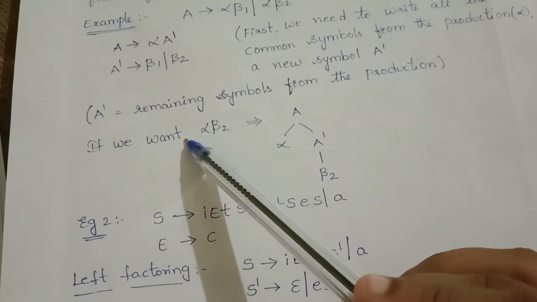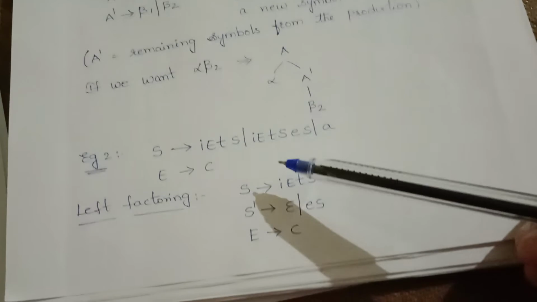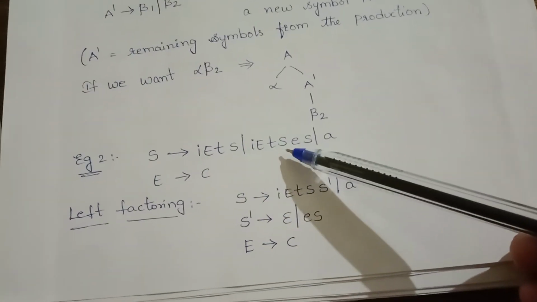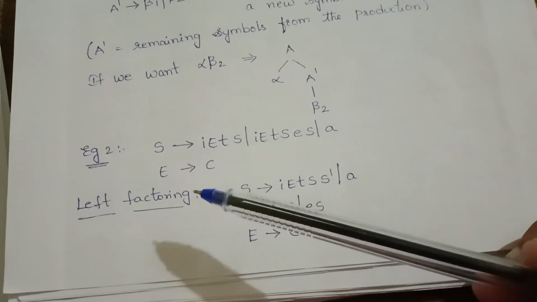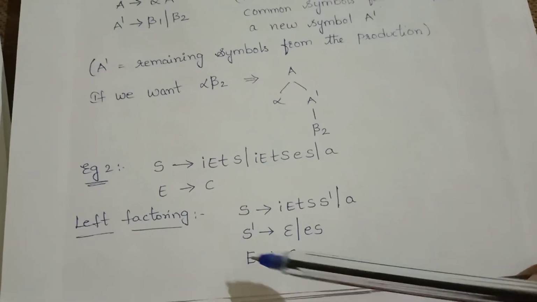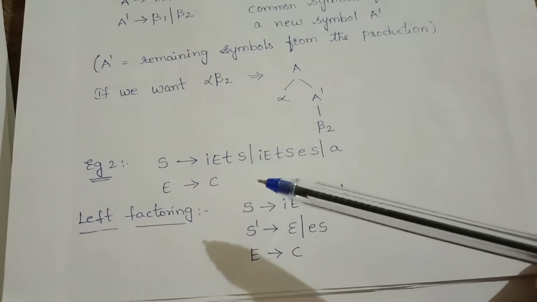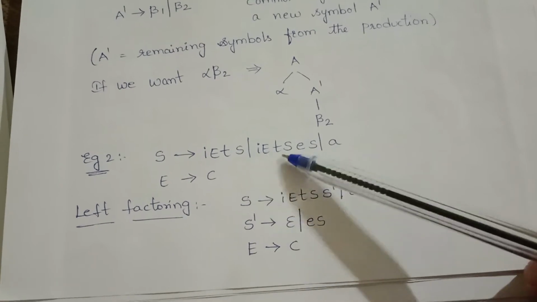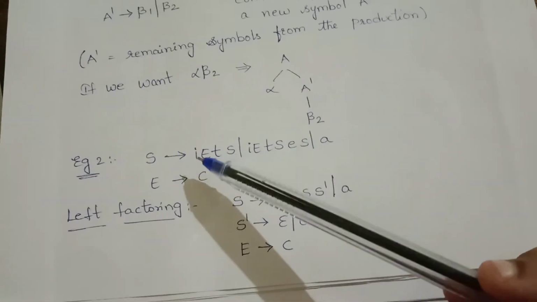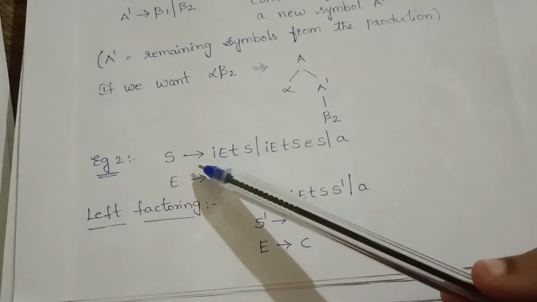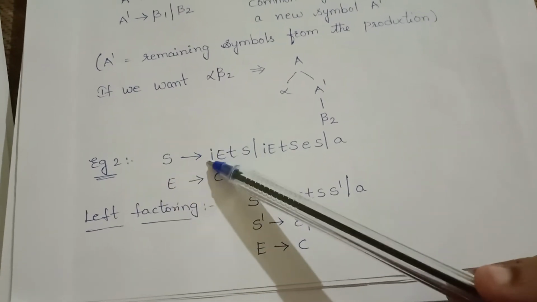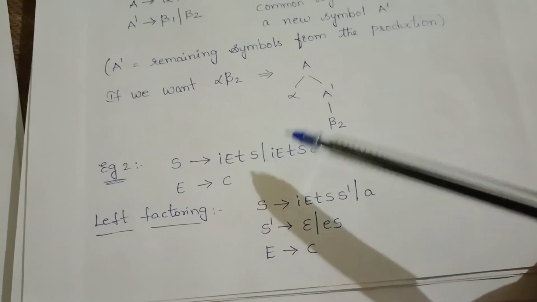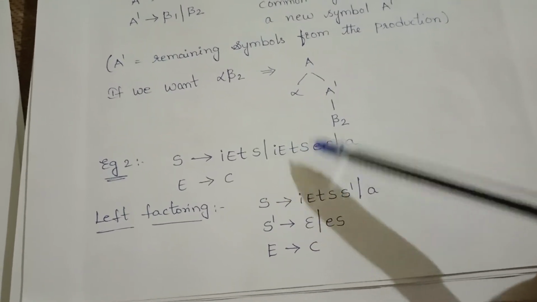Now take another example. S tends to iEtS or iEtSeS or a, and E tends to b. Check here whether it is left factoring or not. See here, S tends to iEtS, iEtSeS or a. Here the starting symbols are the same, so we don't know which one to use first, either iEtS or iEtSeS. That's the reason this is called left factoring, and you need to eliminate it.